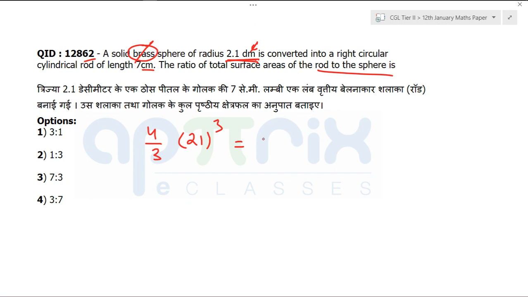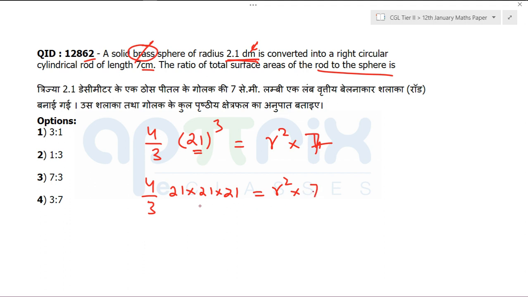Then I will go to the right circular cylinder. It's pi r square h, so I need only r square into h, which has been given to be 7, right? Everything is written in terms of centimeter. Now you have to just calculate the value of r. So this particular value is given to be 21 cube. You can write this as 21 times 21 times 21, and then here it is r square into 7.